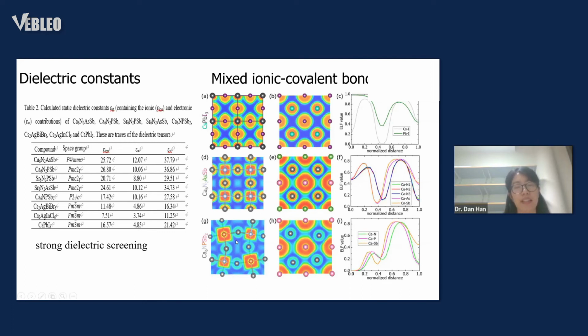And also, it has been reported that the mixed ionic-covalent bonding is very useful for the high performance of lead perovskites. So here we find that our predicted compounds also show the same behavior, and also the A-site elements play a neglected role in these compounds.